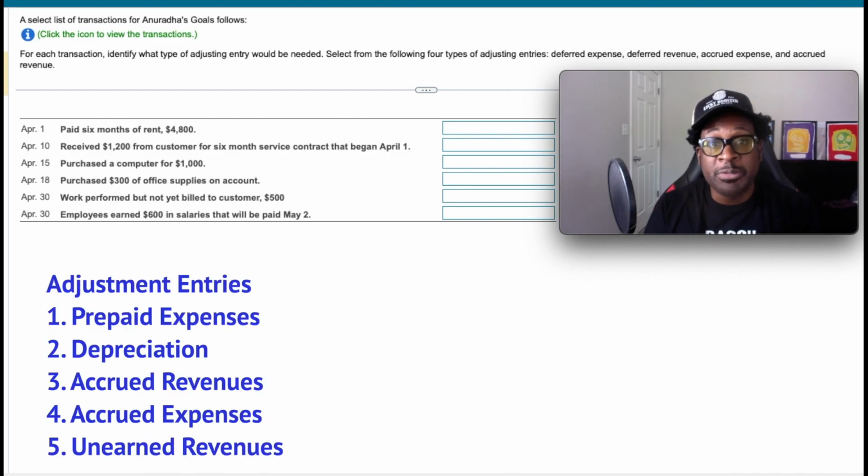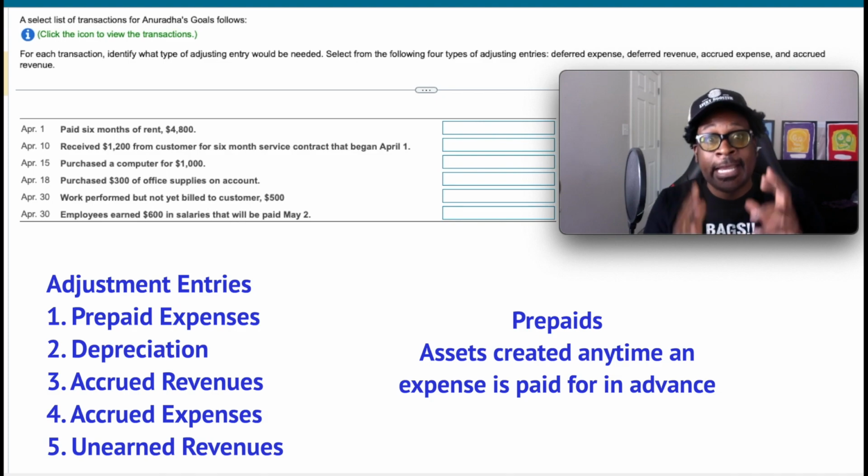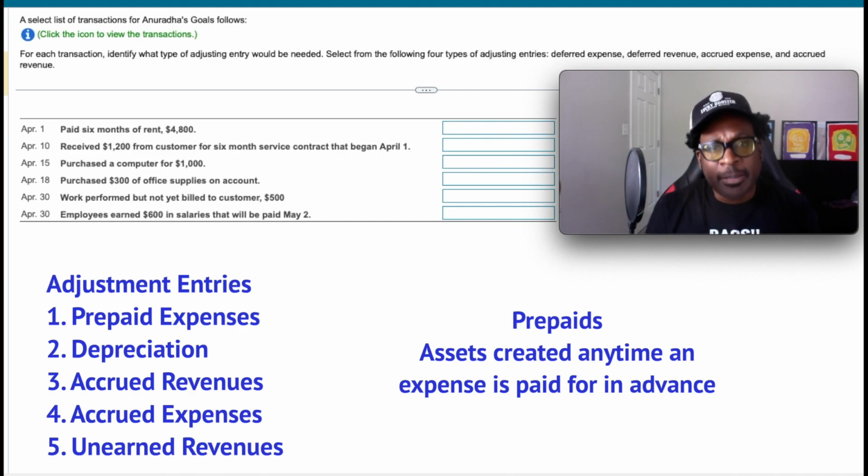We deal with prepaid expenses, depreciation, accrued revenues, accrued expenses, and unearned revenues. Now, a quick description of each. Prepaid expenses are assets that are created anytime you pay for an expense in advance. Advance meaning the expense hasn't incurred or happened yet. An example of a prepaid would be to pay for rent 12 months in advance before the rent is actually due. Rent being an expense means that it hasn't incurred yet. We're paying in advance, which makes it an asset to the company.